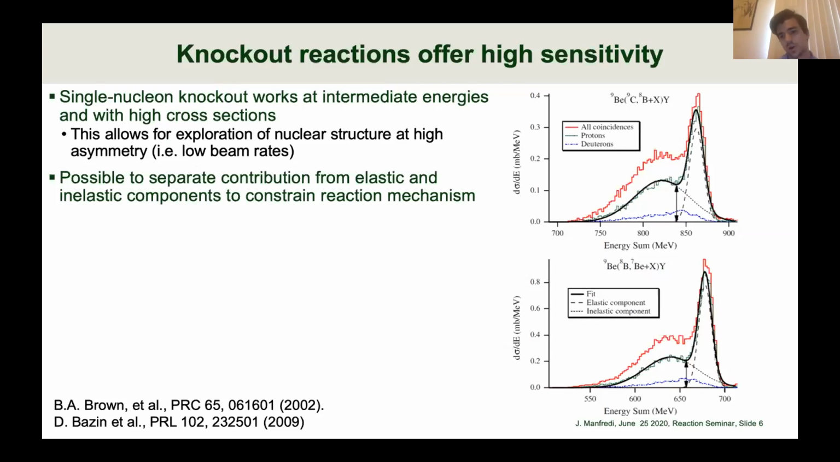And so it's possible, because in principle this is a simple reaction mechanism with an eikonal approximation, you can separate contributions by detecting everything in complete kinematics, as you can see from this paper by Bazin et al. on the right. You can see for the proton, the green line here, they were able to model this quite well by splitting up into inelastic components and elastic components for both of these reactions on carbon-9 and boron-8. So this allows you to constrain the reaction mechanism and make sure that you measure what you think you're measuring.